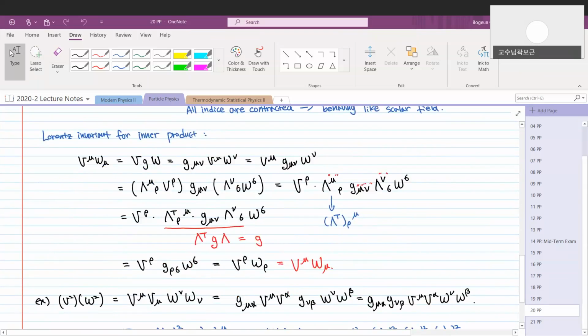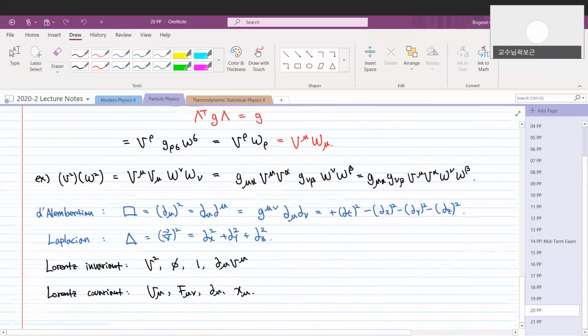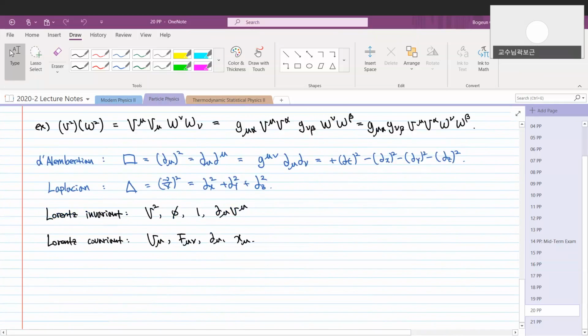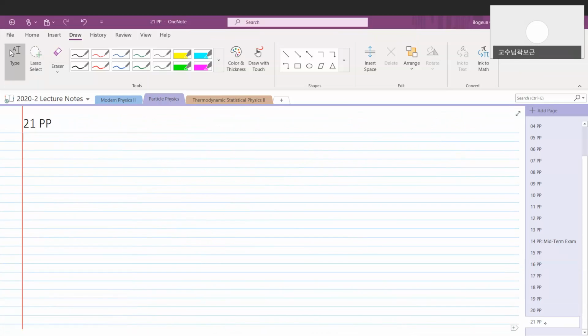And I also showed that inner products are Lorentz invariant. The d'Alembertian is the four-dimensional version of the Laplacian. And I also showed Lorentz invariant quantities and Lorentz covariant quantities. So today I'm talking about the discrete transformations.